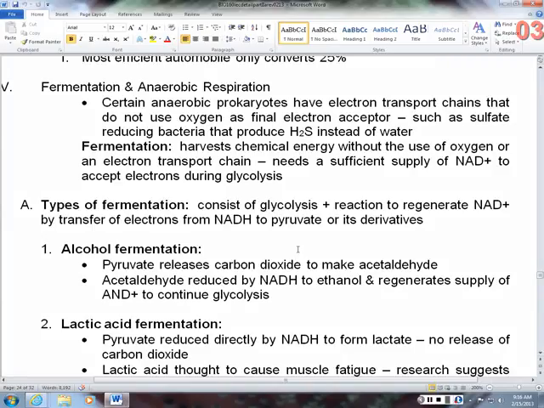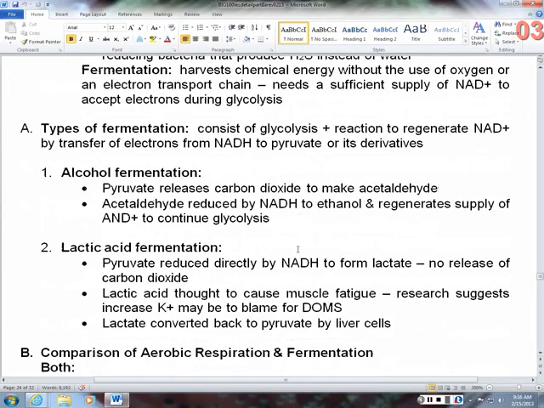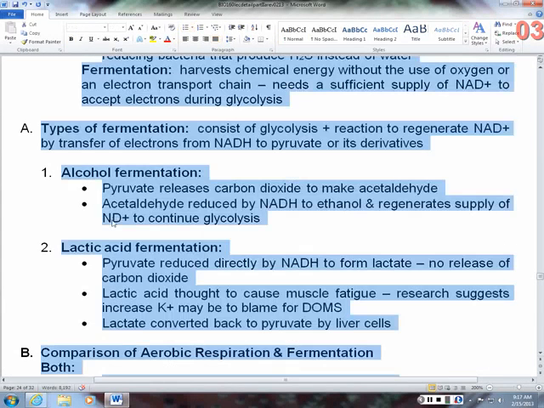So, types of fermentation. First, alcohol fermentation. Here you take the pyruvate that you got from glycolysis, and it's going to release carbon dioxide to make acetaldehyde, and then that gets reduced by NADH to ethanol. You're going to have to regenerate the supply of NAD plus to continue glycolysis.